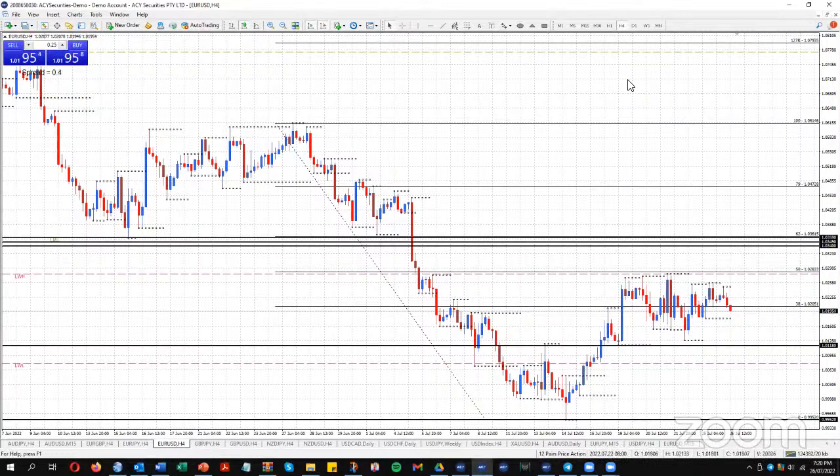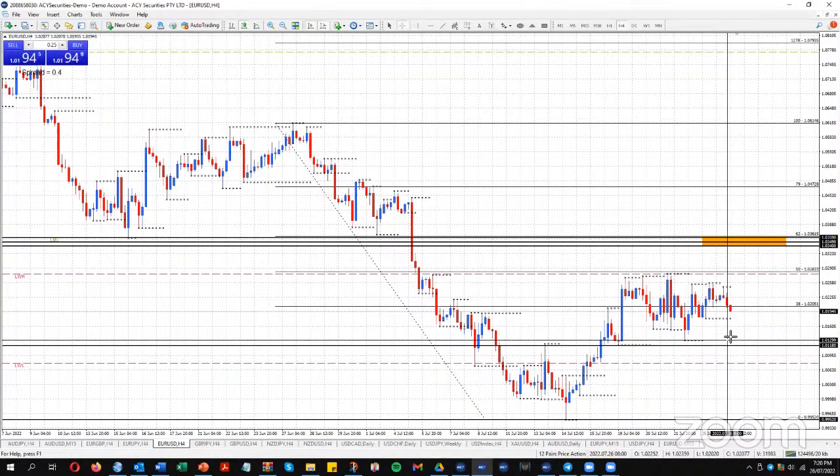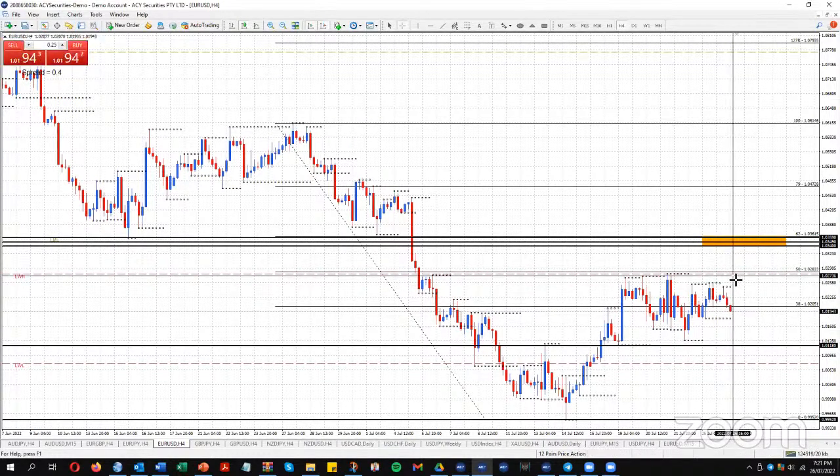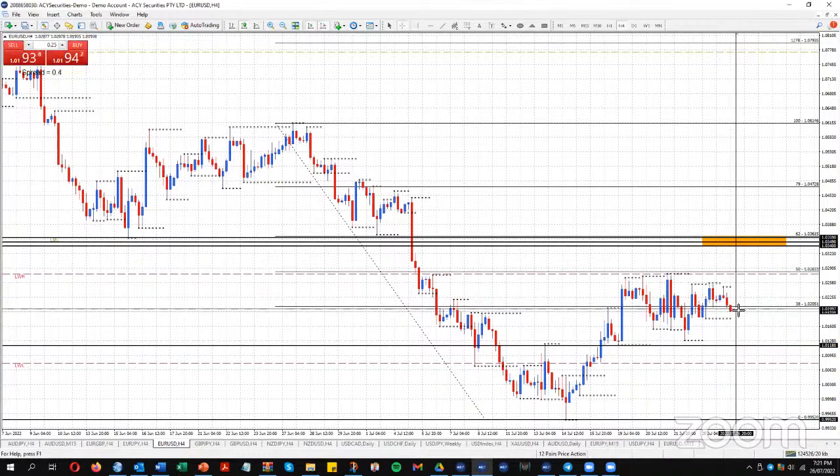What I'm trying to do, obviously looking up at this area here, is work out where's the most optimal level to get short within the overall longer term trend. In the middle of this range at the moment, the lower reach of the range is down here, the upper reach is up here, and this is in the middle of all that.